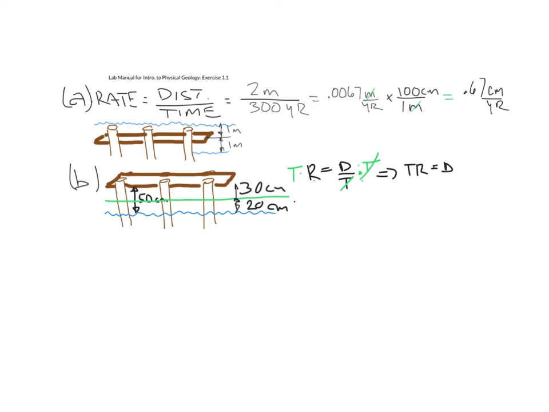Still want T by itself. So I'm going to divide by R, and whatever I do to one side, I need to do to the other. The R's will cancel out. And if I rewrite that equation again, I'm going to have T equals D over R. I'm going to plug in what I know. The distance is 20 centimeters. And my rate, I've already solved, that's up here, 0.67 centimeters per year.